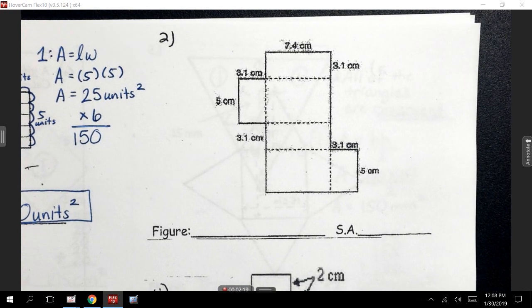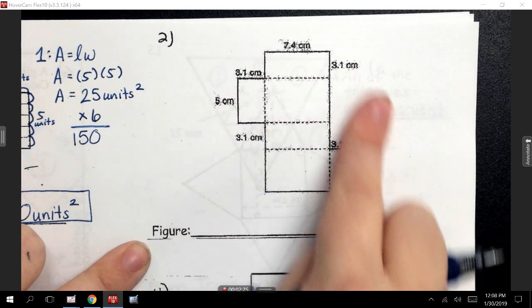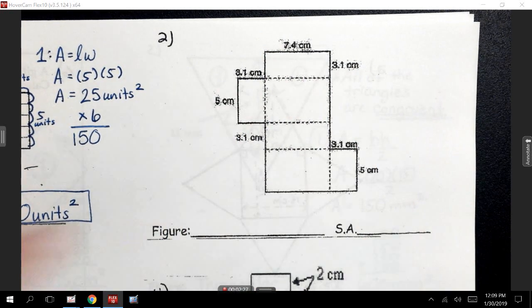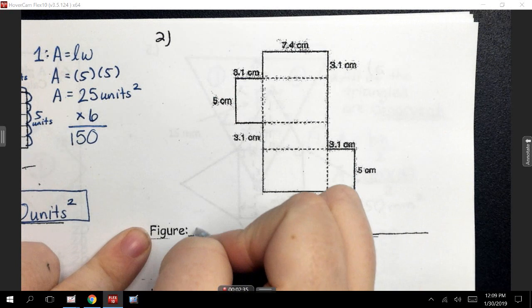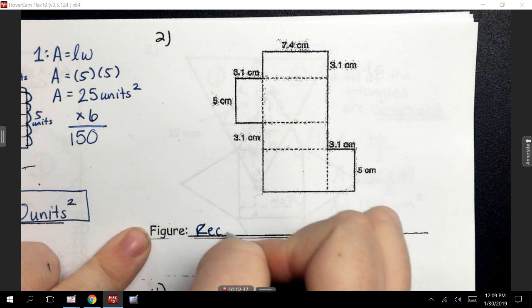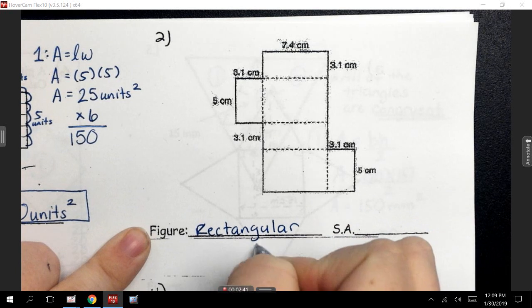All right. So for number 2, again, I'm going to name the figure because I always forget that. Number 2, it's all rectangles. Guys, if it is all rectangles, there's no way it can make a little point at the top, so it can't be a pyramid. It has to be a prism. The only thing there is rectangles, so it has to be rectangular. So I'm going to do a rectangular prism.